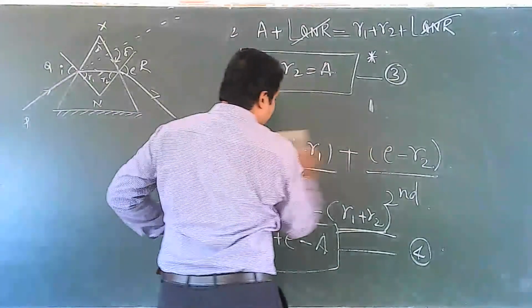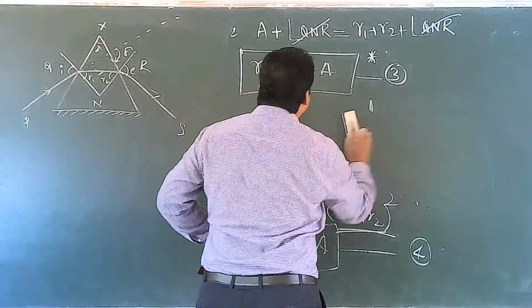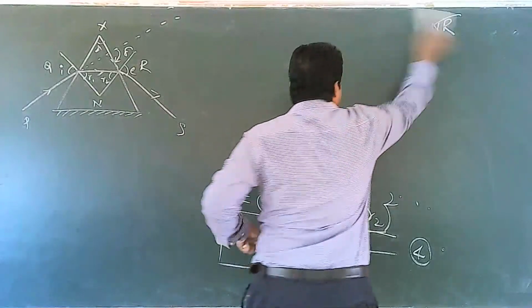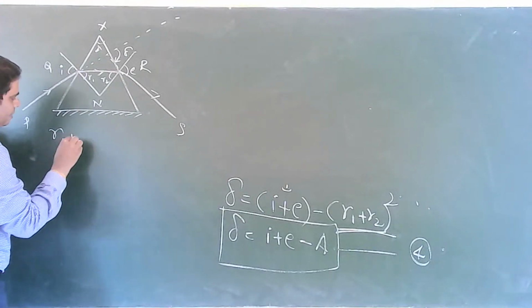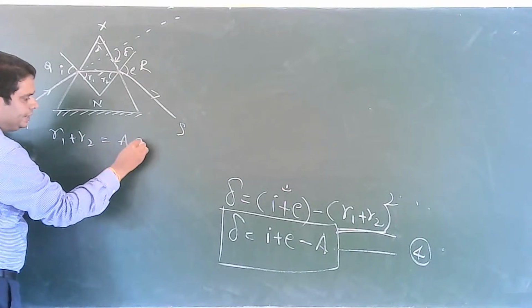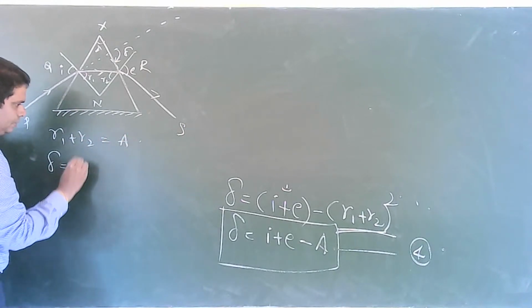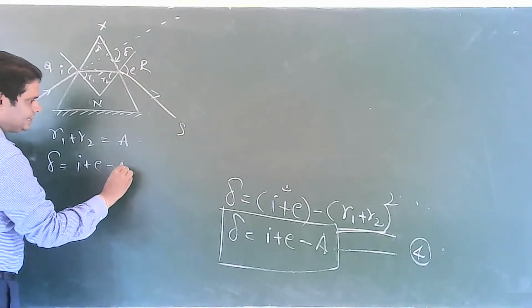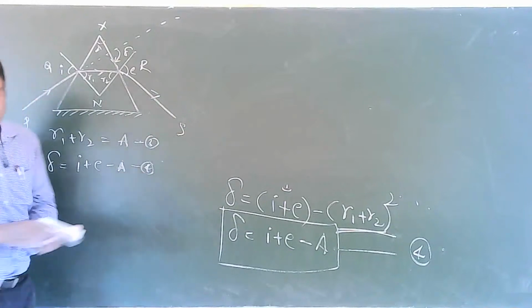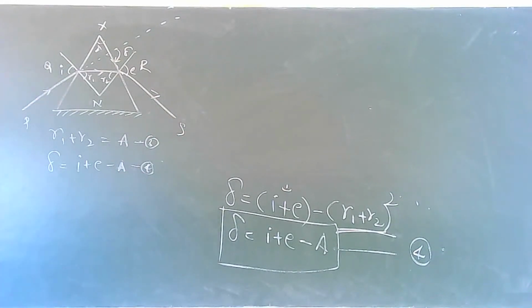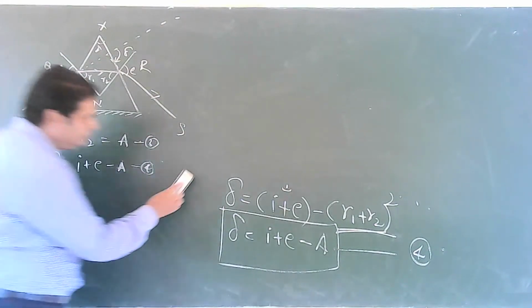I'll write somewhere here. See, we have two equations now. Equation 1: R1 plus R2 is equal to A. Second equation: delta is equal to I plus E minus A. Okay, this is equation 3, this is equation 4.